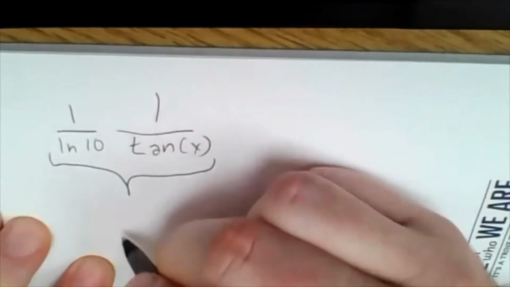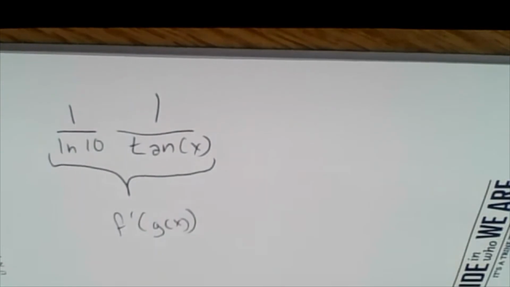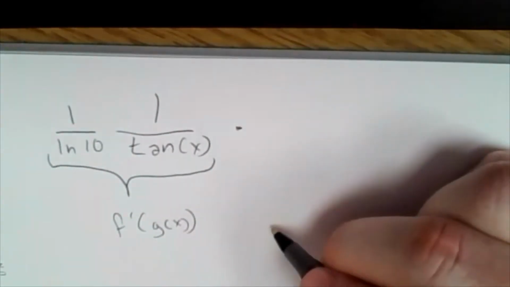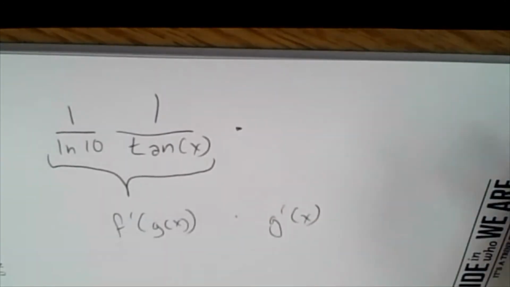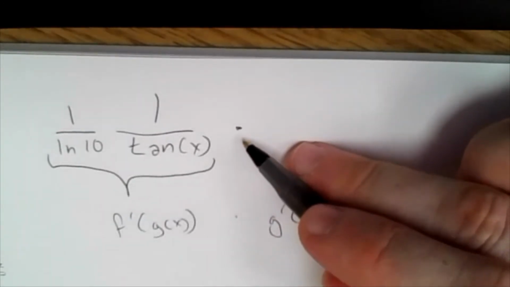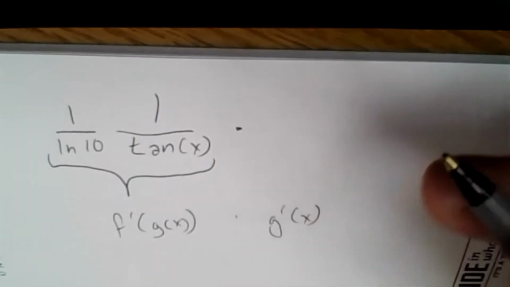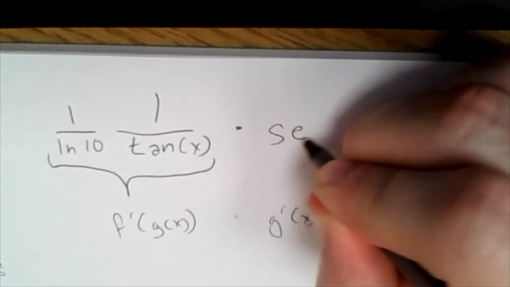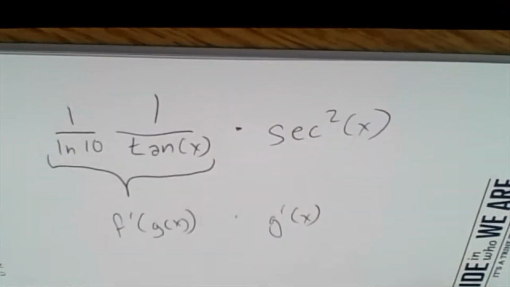All this stuff right here is my f prime of g of x. I need to multiply by g prime of x, like so. And I am using dots here because my x's are reserved for a variable. G prime is the derivative of tangent, which once again is secant squared of x.